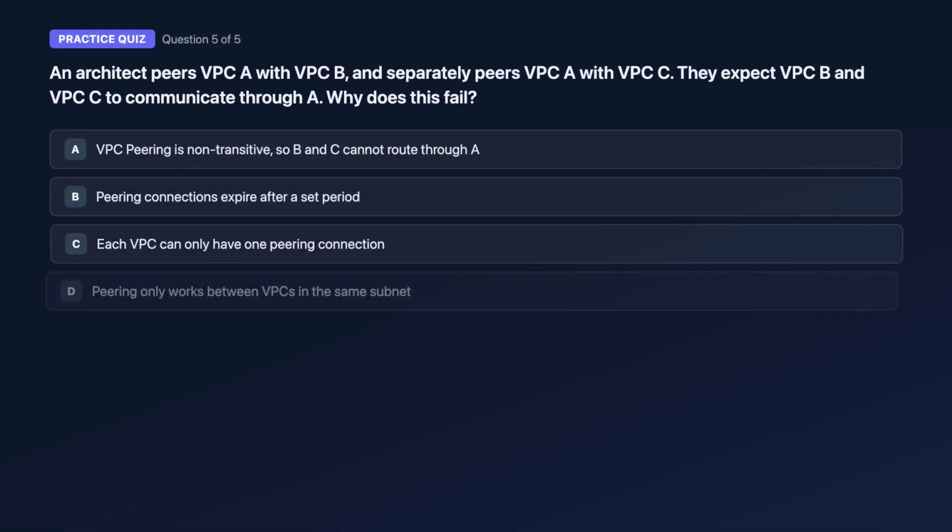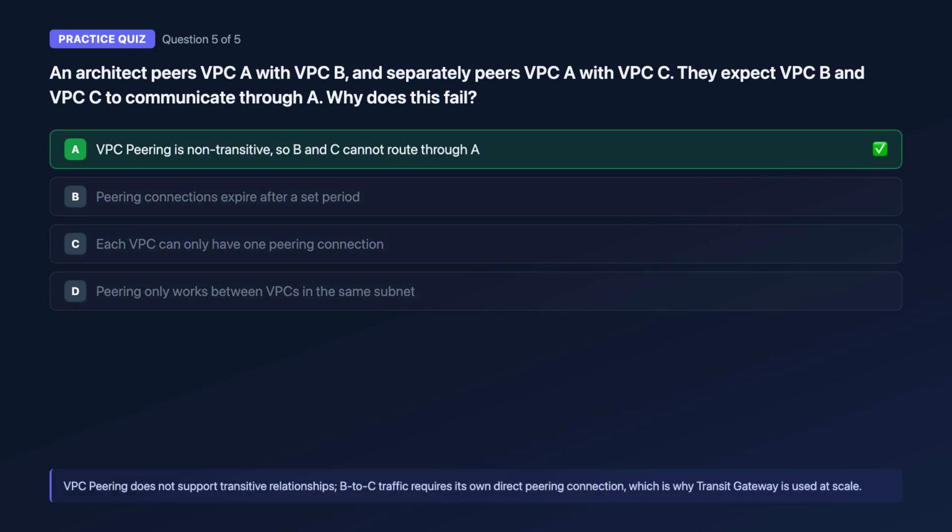Last one. Question 5. An architect peers VPC A with VPC B, and separately peers VPC A with VPC C. They expect VPC B and VPC C to communicate through A, but it doesn't work. Why? A. VPC peering is non-transitive, so B and C cannot route through A. B. Peering connections expire after a set period. C. Each VPC can only have one peering connection. Or D. Peering only works between VPCs in the same subnet. Got your pick? Let's see.